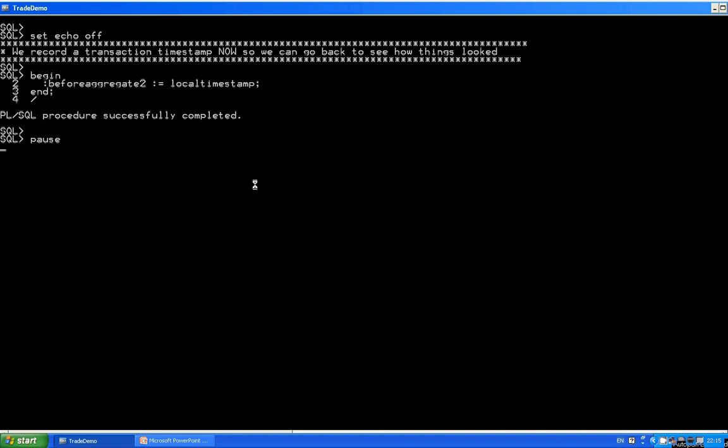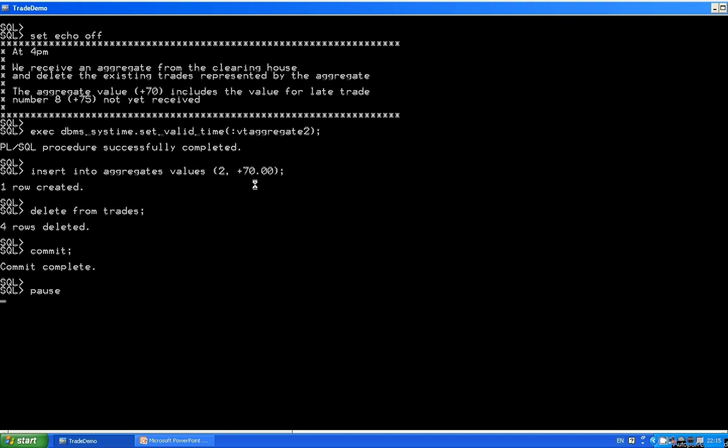We are now going to aggregate. We now receive an aggregate for the second day. So just before we process the aggregate, we'll create a transaction timestamp, and we'll process the aggregate again in the same way as we did last time. Processing an aggregate means going to the start time of the aggregate, inserting the aggregate, and deleting all the trades that exist in the system.